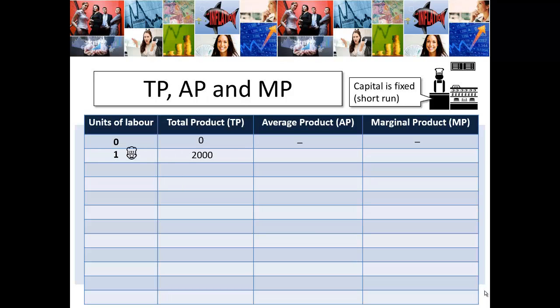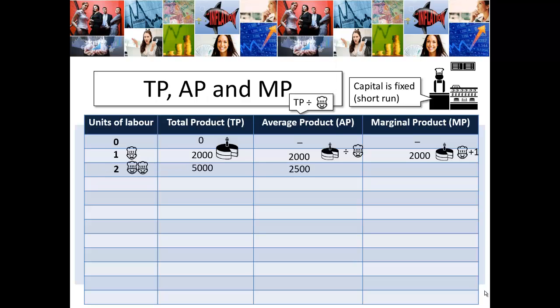So if we start off with 0 bakers, we don't get anything baked. This bakery cannot make anything with 0 units of labour. The first baker comes in, total product is 2,000 cakes. That means average product and marginal product is 2,000 as well.